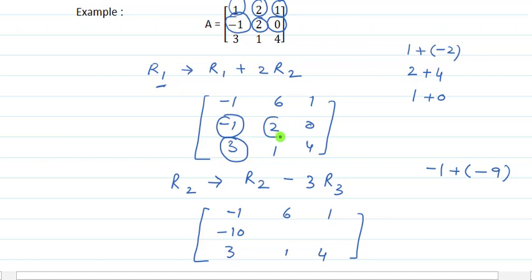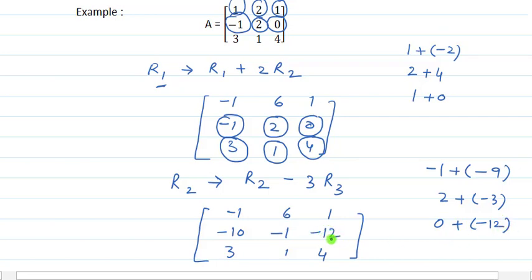Again, this element of R2 is to be added with minus 3 times of this element of R3. Means 2 plus minus 3 times of 1 is minus 3. So therefore we are getting minus 1. Third element also we have to apply the same. This element is to be added with minus 3 times of 4. That is, we are getting 0 plus minus 12. We are getting minus 12.